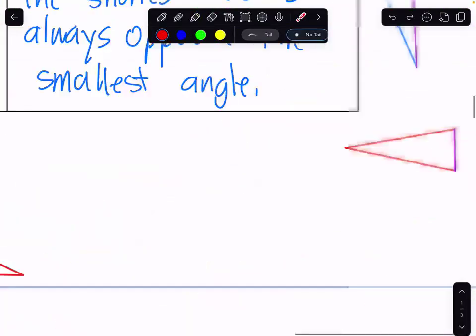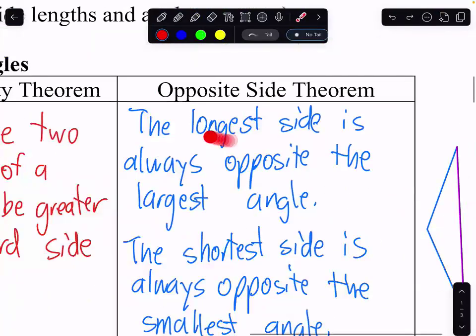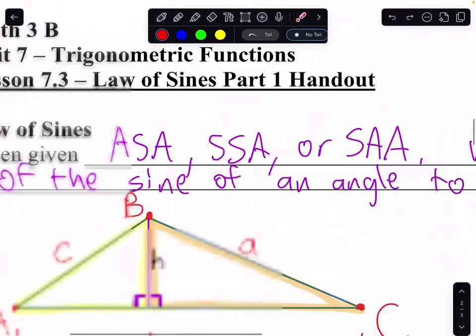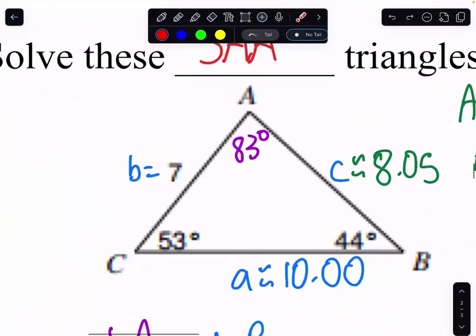And then the third thing, you don't need a calculator at all. Is the longest side opposite the largest angle? And also, is the shortest side opposite the smallest angle? Based on our diagram, the longest side is 10. Is it opposite the largest angle? Yes. The shortest side is 7. Is it opposite the smallest angle? Yes. So all 3 properties check out, which is a good sign that we did it correctly.